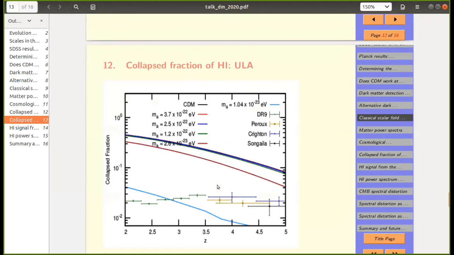And here is a plot that one can state it. 5 minutes left. Okay, thanks a lot.